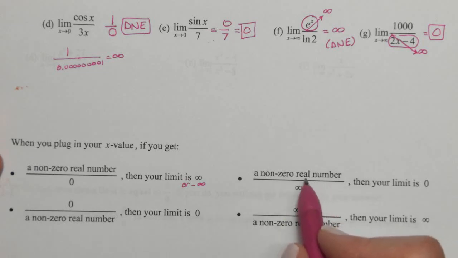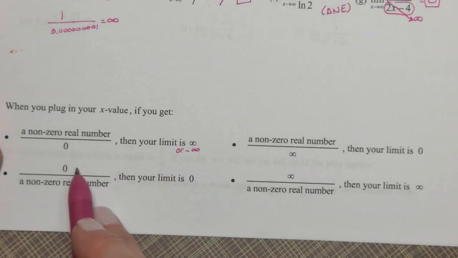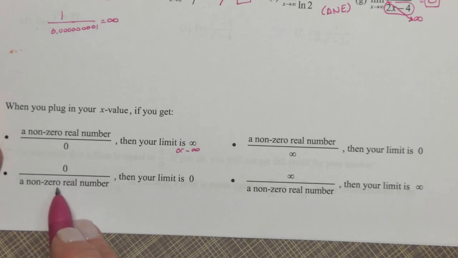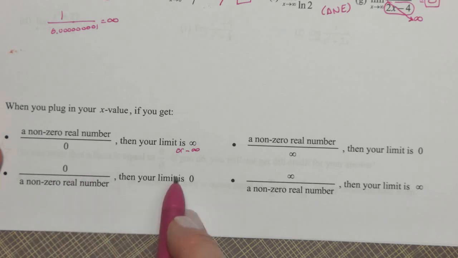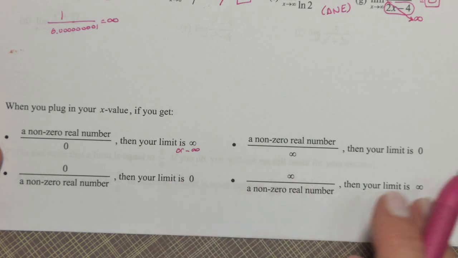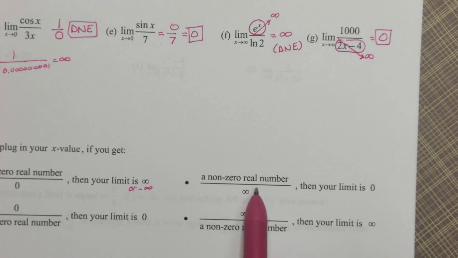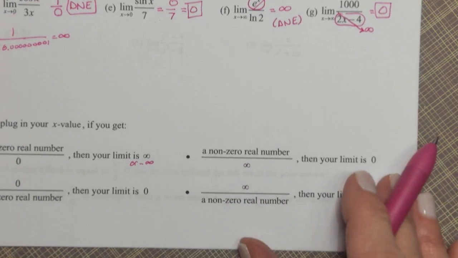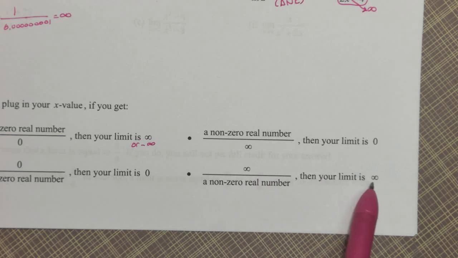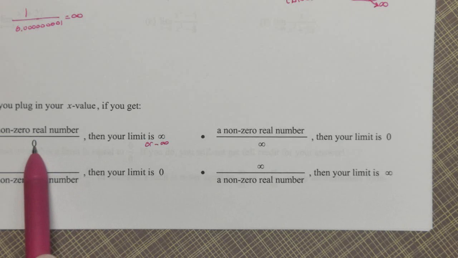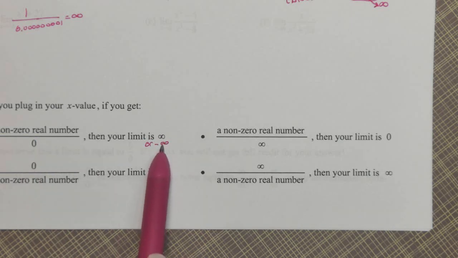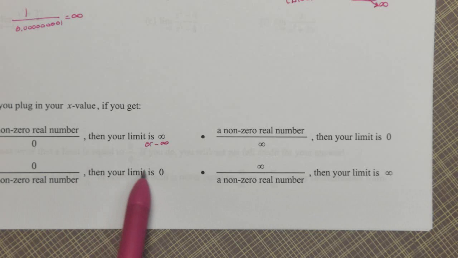Okay? If you have 0 on top and a non-zero real number on the bottom, then your limit is 0. If you have a non-zero real number divided by infinity, then your limit is 0. So if infinity is on the bottom, your limit is 0. If infinity is on top, your limit is infinity. Okay? If 0 is on the bottom, your limit is infinity or negative infinity. If 0 is on top, your limit is 0.